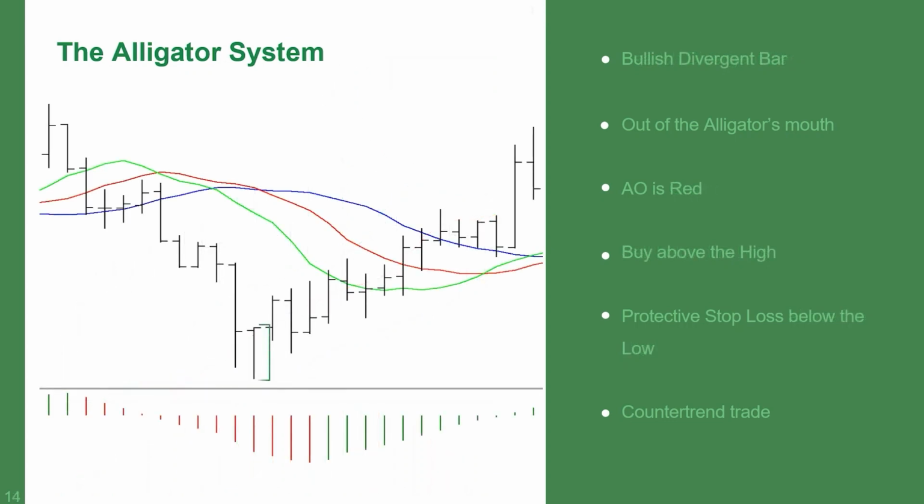Now, the bullish divergent bar is identified in a decline. It has to have a red AO bar, and indeed it does. And we decide to place a buy trade right above the high price of the bullish divergent bar and a protective stop loss right below the low price of the bar. It's a counter trend trade, and it's of course outside the mouth of the alligator.